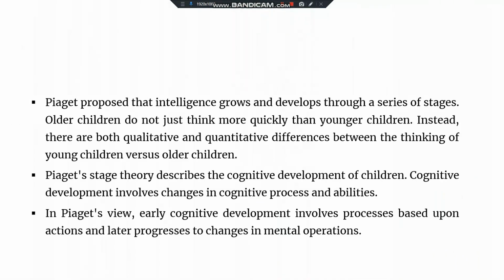So Piaget proposed that intelligence grows and develops through a series of stages. So older children do not just think more quickly than younger children, of course. Instead, there are both qualitative and quantitative differences between the thinking of young children versus older children. So Piaget's stage theory describes the cognitive development of children. Cognitive development involves changes in cognitive process and abilities. So in Piaget's view, early cognitive development involves processes based upon actions and later progresses to changes in mental operations. So this of course plays out in many other aspects of development.